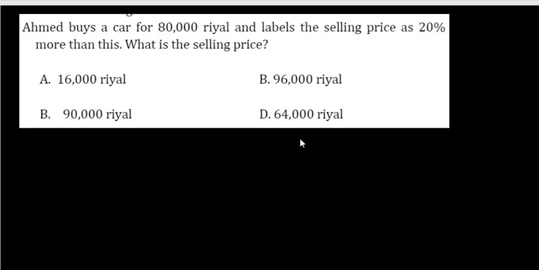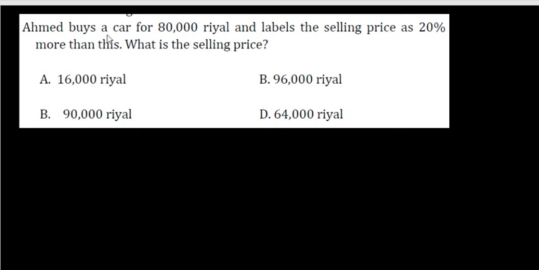Okay, the next question, it is percentage. It says Ahmed buys a car for 80,000 real. Real or birr or dollar doesn't matter. The currency doesn't matter. What matters is the calculation, the idea, the concept. It's mathematics. Ahmed buys a car for 80,000 real and labels the selling price as 20% more than 80,000. So what is the selling price?